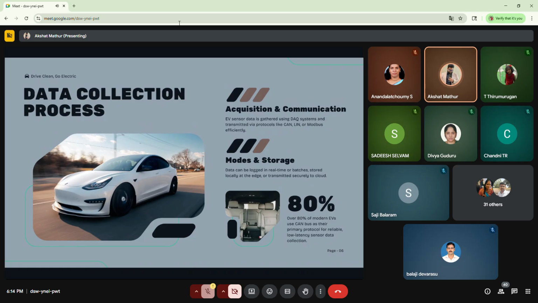Next is the data collection process. How is data actually collected in electric vehicles? Previously, we talked about the sensors and the layout and the architecture of the electrical and electronic side of the EV, and why these sensors are required and what they are necessary for. Now we will go through the process of data collection. Data collection in EVs happens in two critical stages. First, we have acquisition and communication.